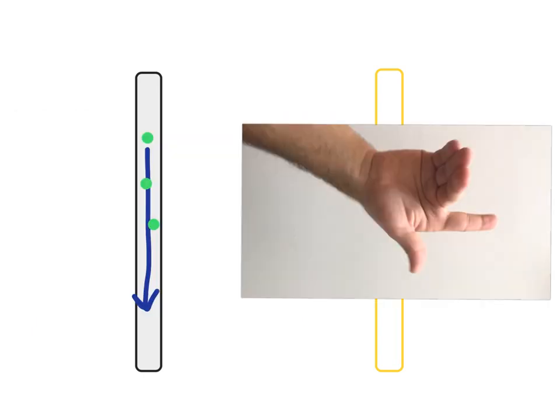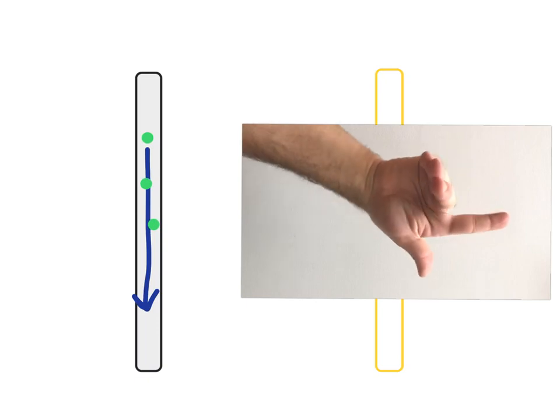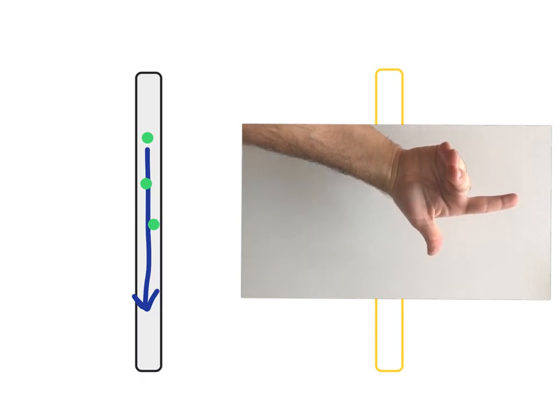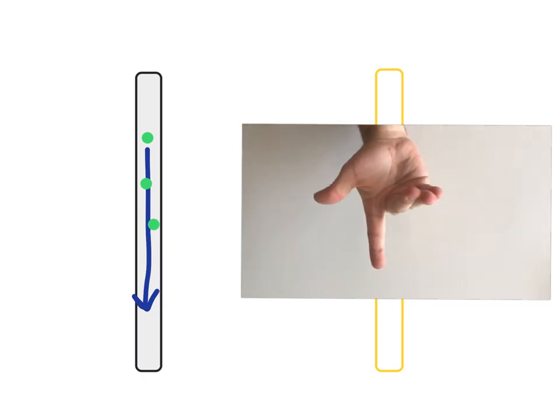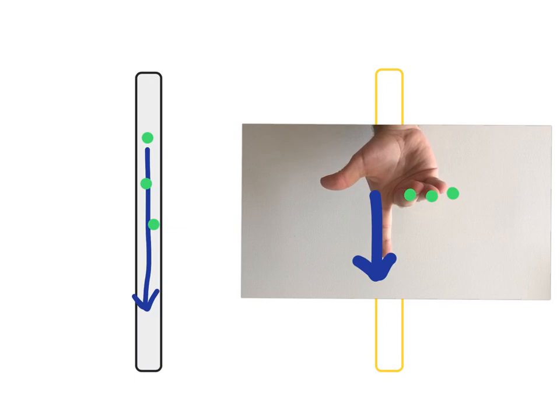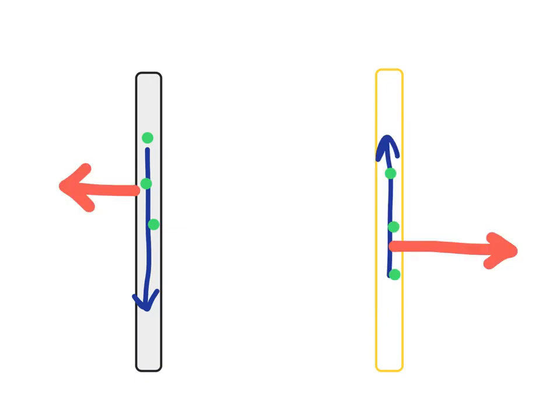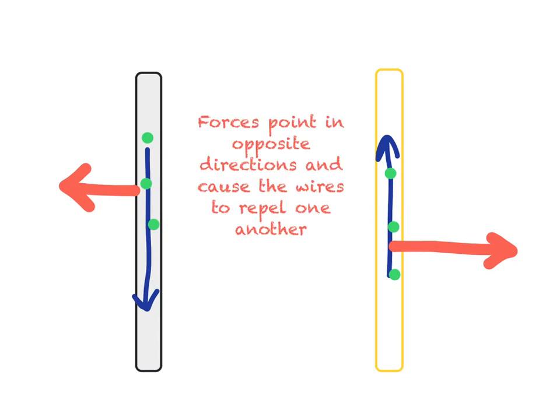Now if I do the same thing for the wire on the left, I see that the magnetic field is pointing out of the plane of the screen. This time, however, the current is directed down the plane of the screen, leaving my thumb pointing to the left. So here you see that both forces point in opposite directions, and thus the wires repel one another.